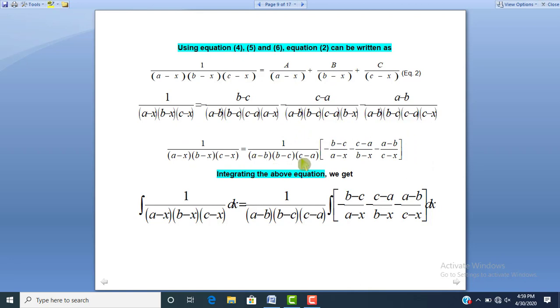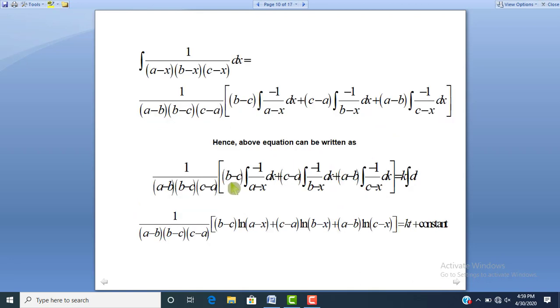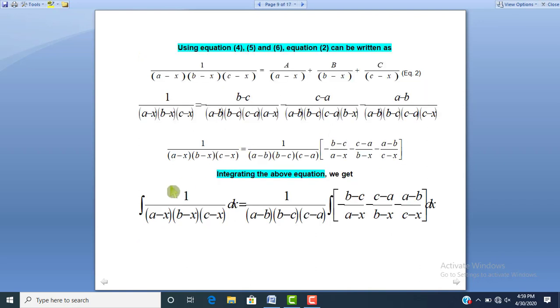This equation, which we obtained by taking the common value 1 over (A minus B)(B minus C)(C minus A), will be further integrated, and after integration we will be able to find the value of the rate constant expression. Dear students, now we apply the rules of integration to this equation, and we get: the integral of dx over (a minus x)(b minus x)(c minus x) is equal to 1 over (a minus b)(b minus c)(c minus a). This was the common term.